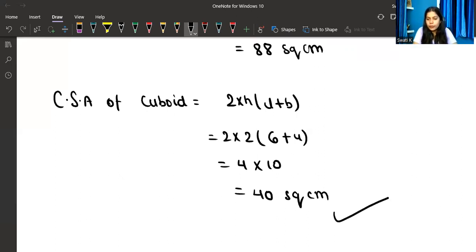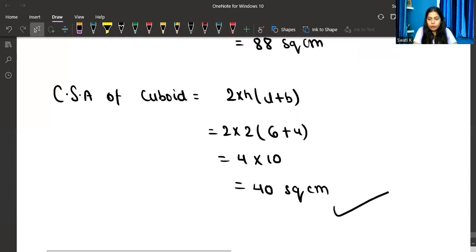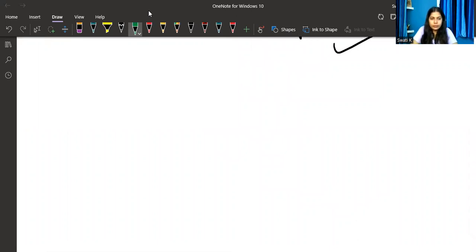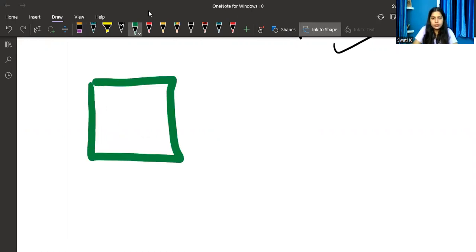Now let's take one more question where we have to find out the volume, total surface area, and curved surface area of a cube. Okay. So we have a cube here. I need to convert it into shape. So we have the cube here.